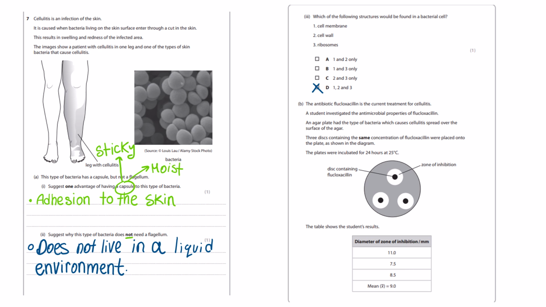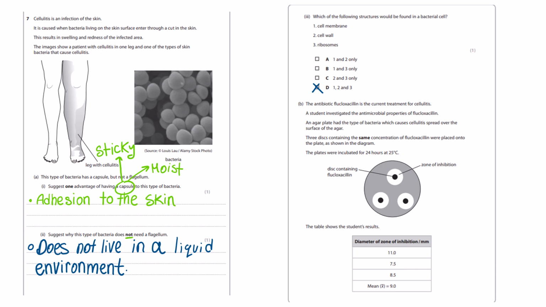Okay, so this type of bacteria has a capsule, but not a flagellum. So this bacteria lives on the skin. It does not live in a liquid. So just one advantage of having a capsule to this type of bacteria. Okay, so remember that the capsule is sticky and moist. So one advantage is it's going to prevent being dehydrated. And the other advantage, which is the most important, is adhesion to the skin so that it can infect the person.